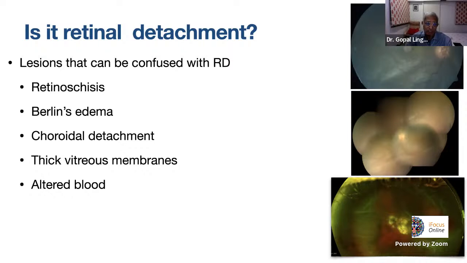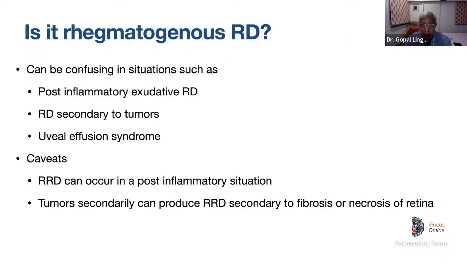So before we manage, first let us talk about, is it retinal detachment? Because people have operated on conditions which are not really retinal detachment, like retinoschisis, Berlin's edema, choroidal detachment, and even thick vitreous membranes and altered blood can mimic retinal detachment. So first you should be clear that you're indeed managing retinal detachment and not something else. And once you see it is retinal detachment, you should first identify, is it a rhegmatogenous retinal detachment or is it the other two which I mentioned, TRD and exudative RD.